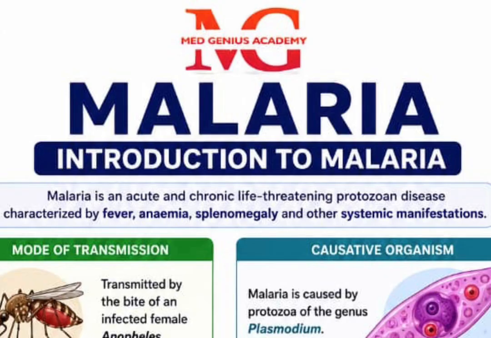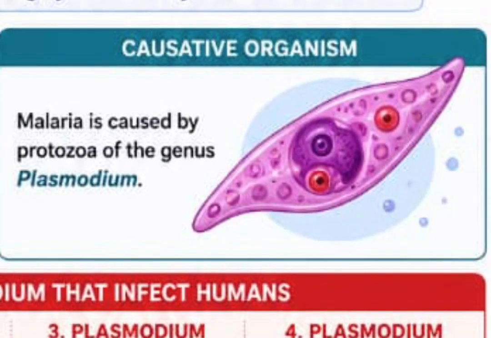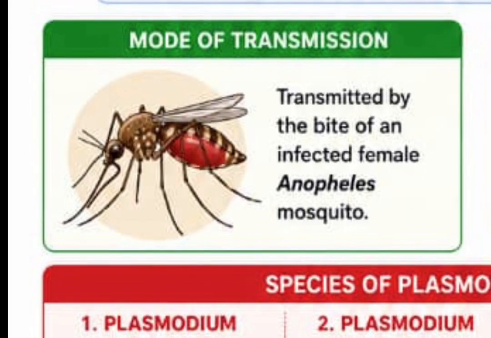So what is the causative organism here? What causes malaria? Malaria is caused by Plasmodium. Plasmodium is the causative organism that causes malaria. But we have different species of Plasmodium, because Plasmodium is a genus. In the hierarchy of classification of organisms, we have the kingdom, phylum, class, family, genus, species. The female Anopheles mosquito is the one that transmits. So the mode of transmission of malaria is the female Anopheles mosquito, which means Plasmodium lives successfully in the female Anopheles mosquito.